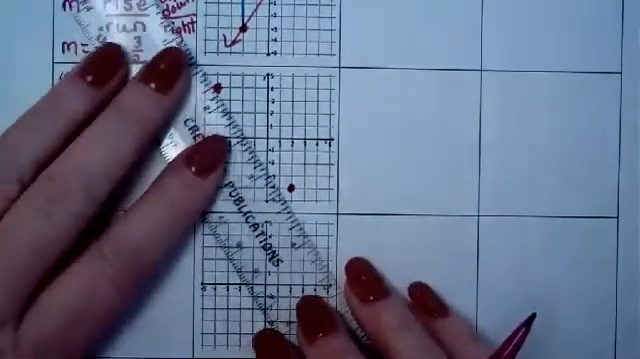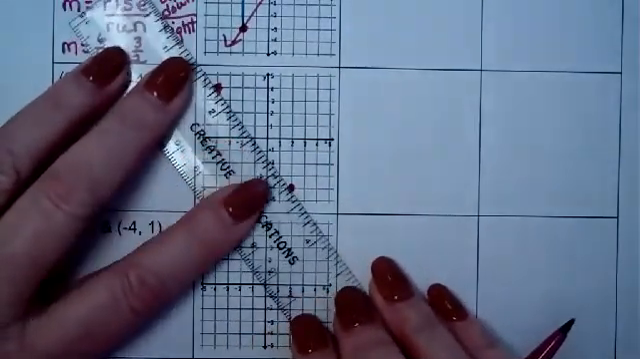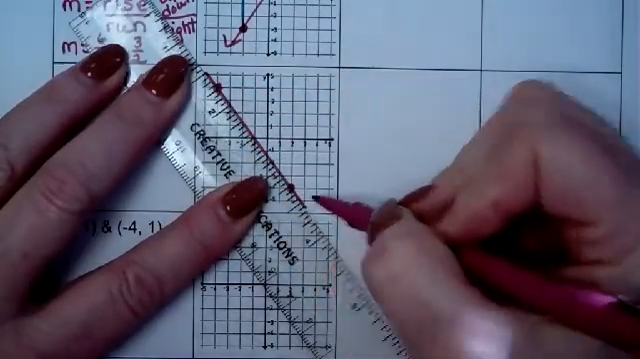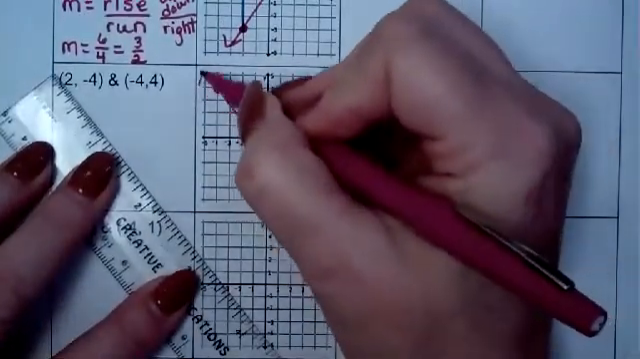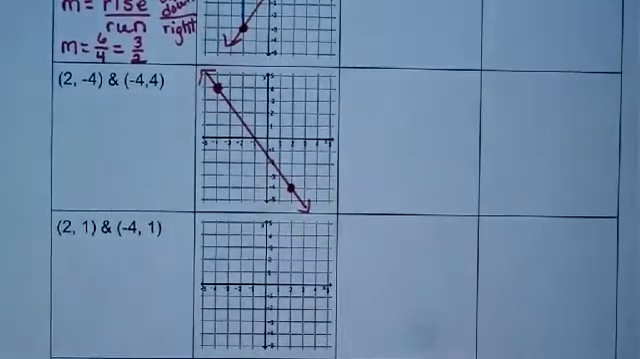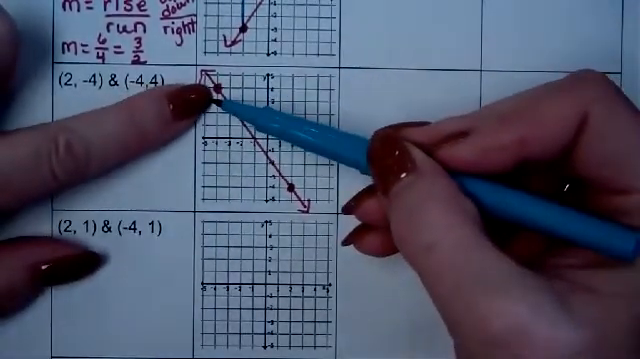Remember, I'm going to connect them because I need the line that passes through them. And of course, we put arrows on the end because it's just a line. Now, remember, we're going to start at the point on the left. Okay, so we're going to start right here.